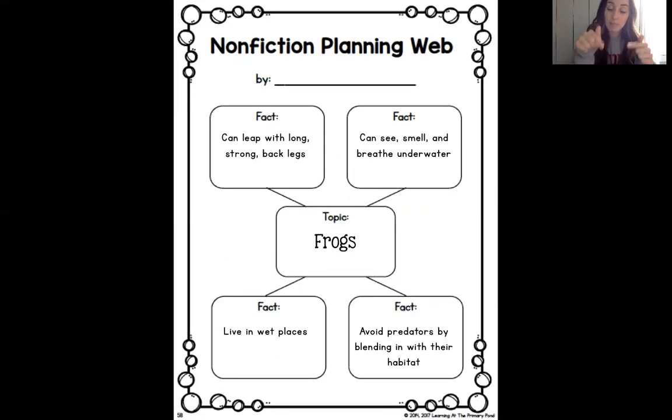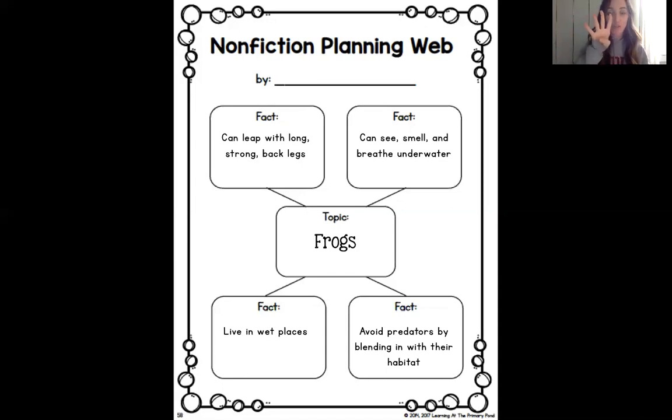On the very bottom of my planning web, I wrote avoid. That means stay away from predators, animals that are trying to eat them or kill them, by blending in with their habitat. Now my planning web is totally done. Woohoo! And I hope yours is too.